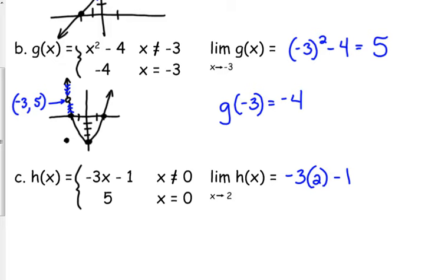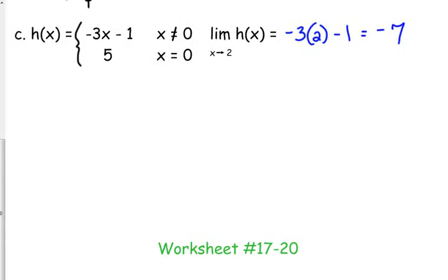Notice that your function is defined as negative 3x minus 1 when x is not equal to 0. So for all x values not equal to 0, here's your function. Well, if I want to find the limit as we approach 2, we're good. 2 is not 0, so we use that first piece and just plug it in. Negative 6 minus 1 is negative 7, so that's the limit. But we would do the same thing if we wanted to find the limit as we approach 0. You would still plug it into the first piece, because that's where our y values are headed, even though at 0, the y value actually equals 5. But that's not really where the graph was headed. 5 is just kind of a random point floating out there.